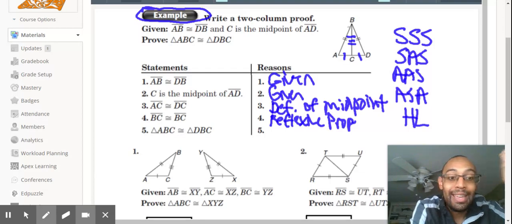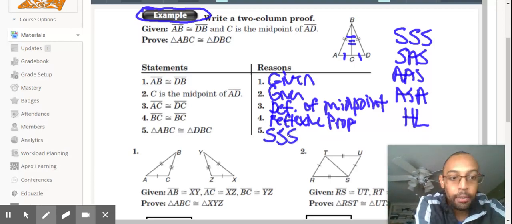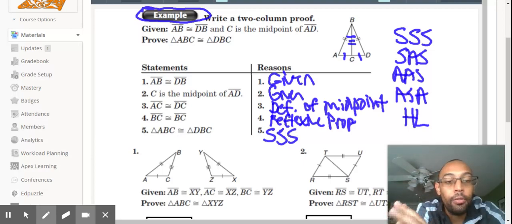So in this proof, based on the information we have now gathered, we have 3 things. We have side congruent to side in terms of AB congruent to DB. We have side congruent to side as in AC congruent to DC. And then we have side congruent to side as in BC congruent to BC. So we can prove that these 2 triangles are congruent because of the side, side, side theorem. Because we were able to prove that one triangle has 3 congruent sides to another triangle with 3 congruent sides, and they match up, we have now proven that the triangles are congruent.